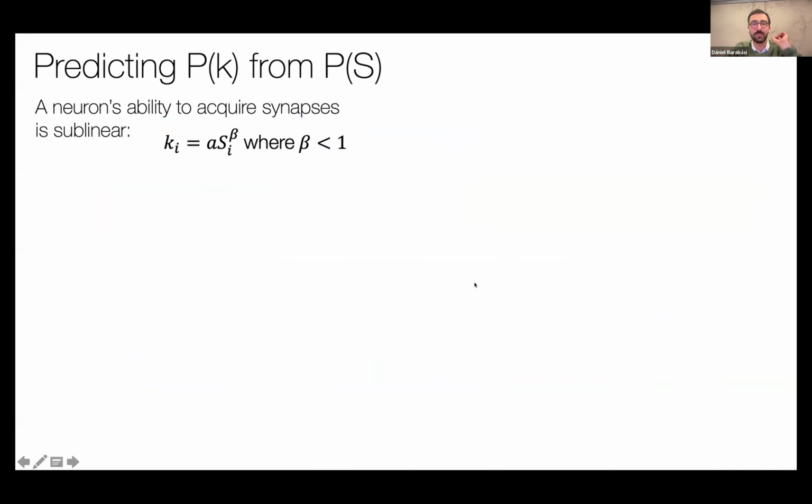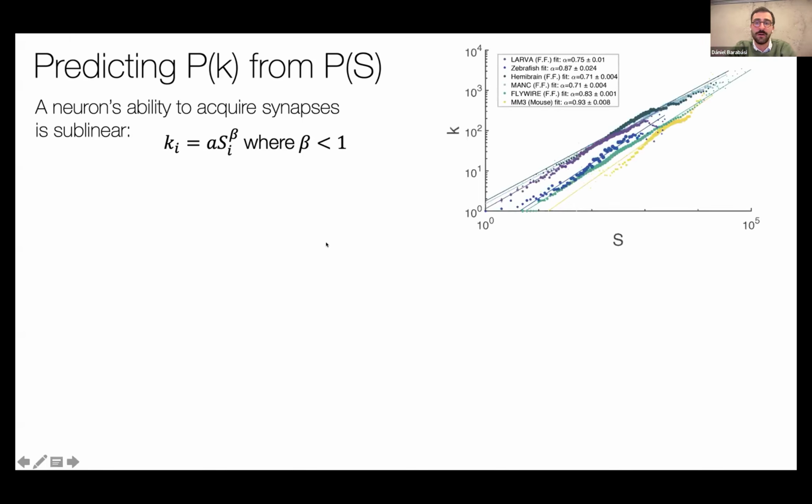Next, we want to predict the number of partners that neurons have as a function of the number of synapses that they make. The basic statement we make here is that a neuron's ability to acquire partners is sublinear. If you have 10 synapses, you can make at most 10 connections. But in many cases you might be making 6 connections, but with one of those partners you'll make many synapses. So that's all we're stating here.